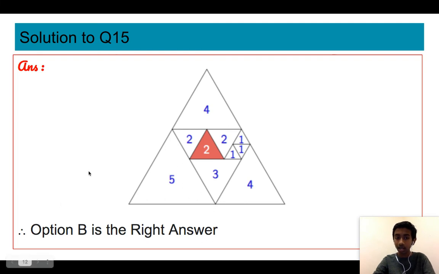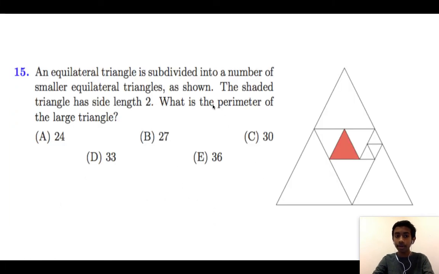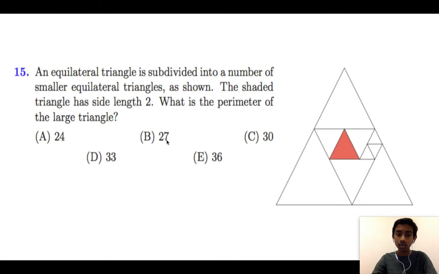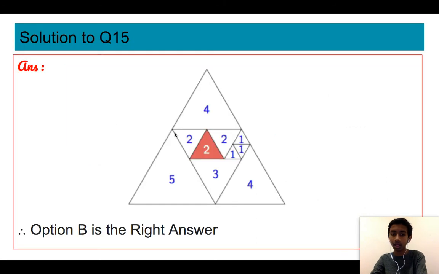So guys, they're asking us, what is the perimeter of the large triangle? Now we know these sides, we can basically add. This whole line is 9, because there's 4 and there's 1 and that's 4. So that's 9. And then even the bottom is 9. So basically 9 times 3 is 27. So 27 is the answer.